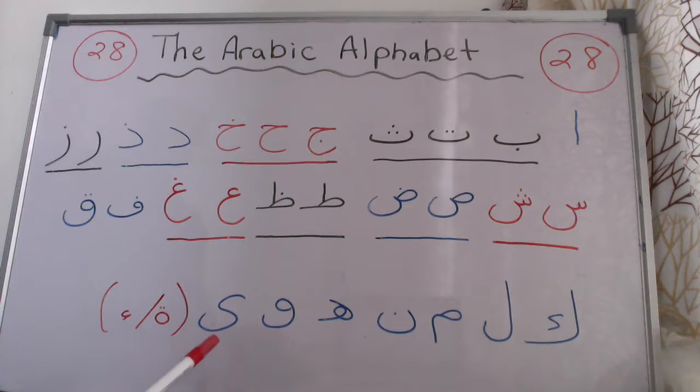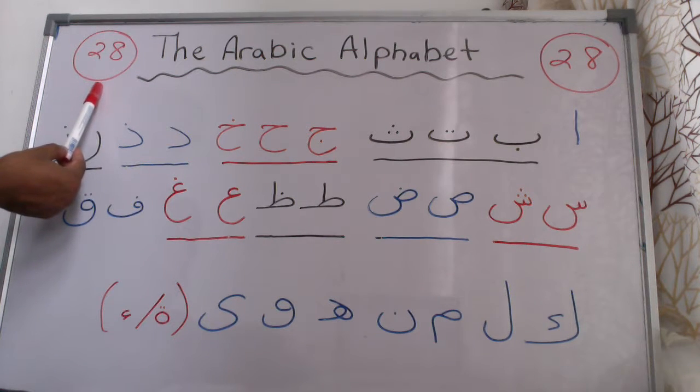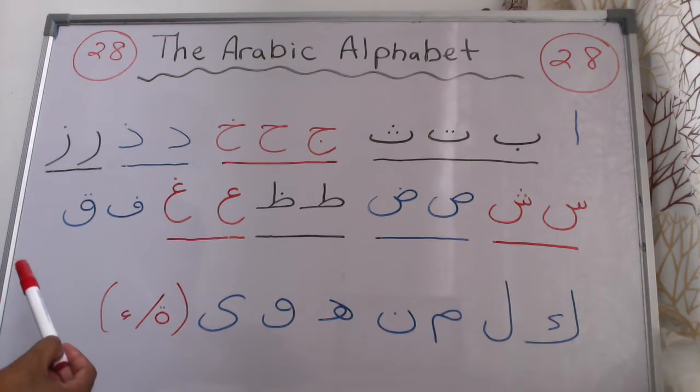Now, most experts agree that the Arabic alphabet has 28 letters. In some books, you will find that it says 29 letters, and some books will say 30 letters. And that's because of these two letters here.